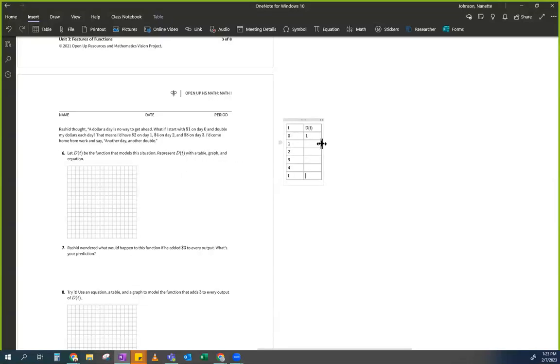Okay, and over here, I got what? Two, four, eight. What comes after eight? Yeah, absolutely. In this case you're doubling, right? So it's not 10, it's going to be 16, right? Every single time you're doubling, doubling, doubling, doubling, right? So what is that function?